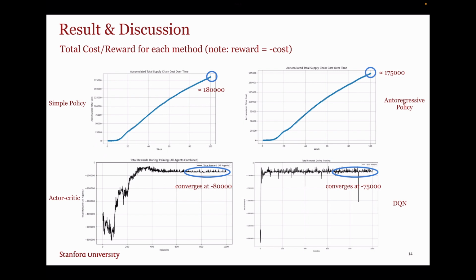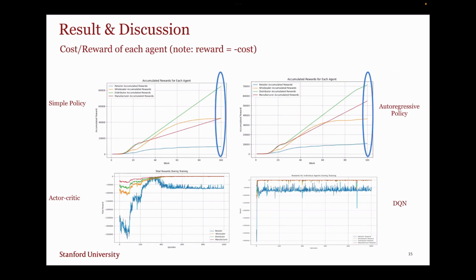But if we want to improve the entire supply chain wisely, we should know which agent is the bottleneck in the system. So in order to target each agent's performance, here are their accumulated costs for each method. We can tell that the distributor makes up a big part of the total cost in non-RL methods, and the retailer makes up the biggest part of the total cost in both RL methods.